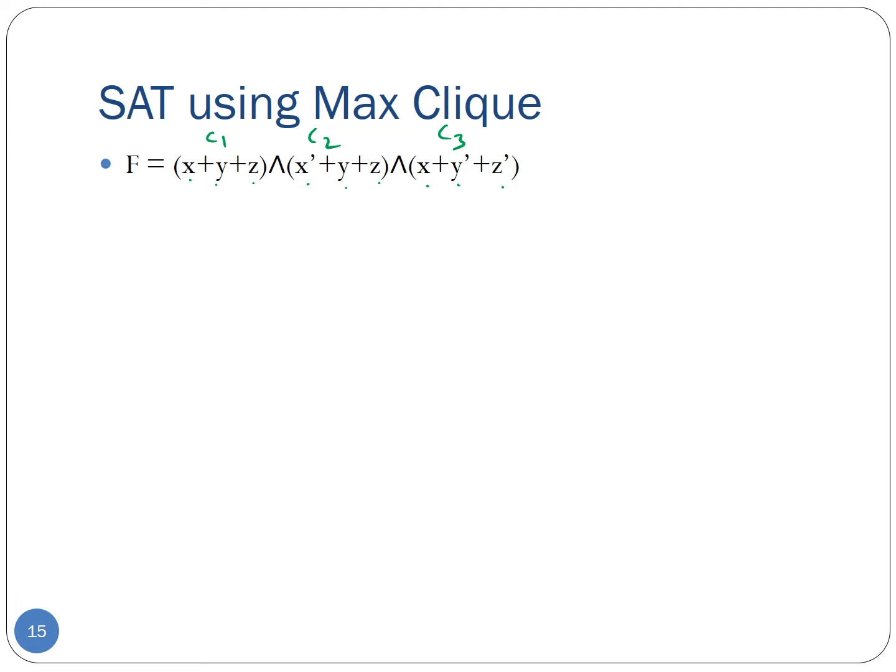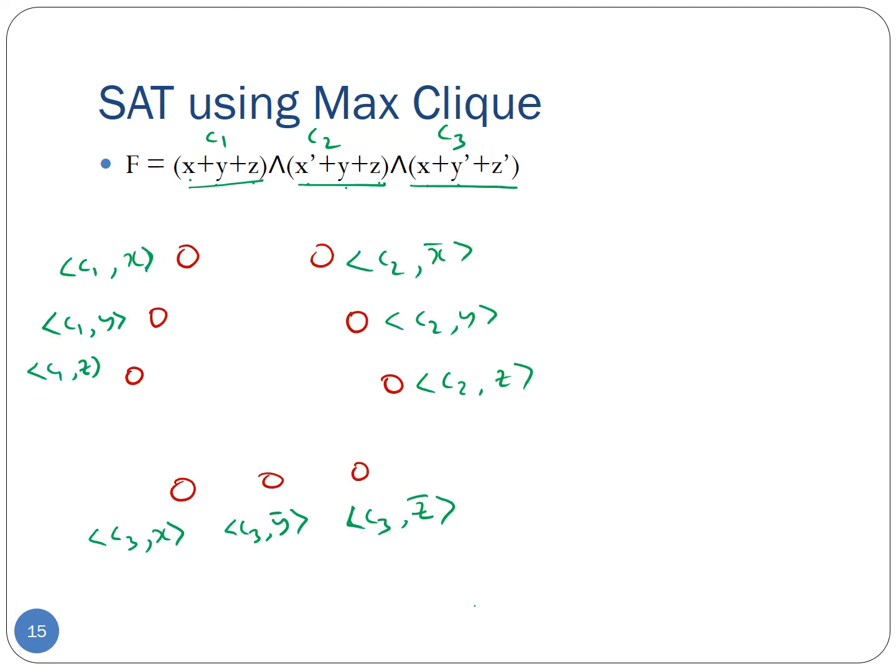So recall that the vertices of the graph that we want to construct are the clause comma literal in the clause. So clause comma literal pair. So basically we'll have three vertices corresponding to C1, three vertices corresponding to C2, and three corresponding to C3. So here this picture shows the vertices. These are the three vertices corresponding to clause C1, these are the three vertices corresponding to C2, and these are the three vertices corresponding to C3. Let's now draw the edges.